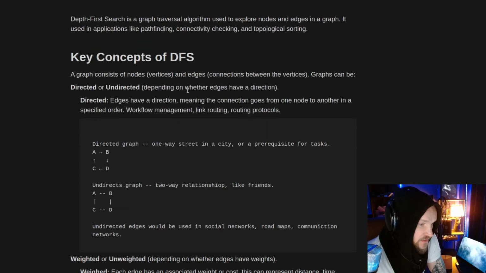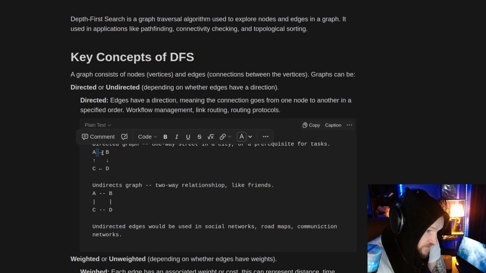So you have directed graphs. These are like a one-way street in a city, or a prerequisite for a task. So you've got A, and let's say to get to D, you've got to do a pit stop at B. You can't skip B. That would be an example of a directed graph.